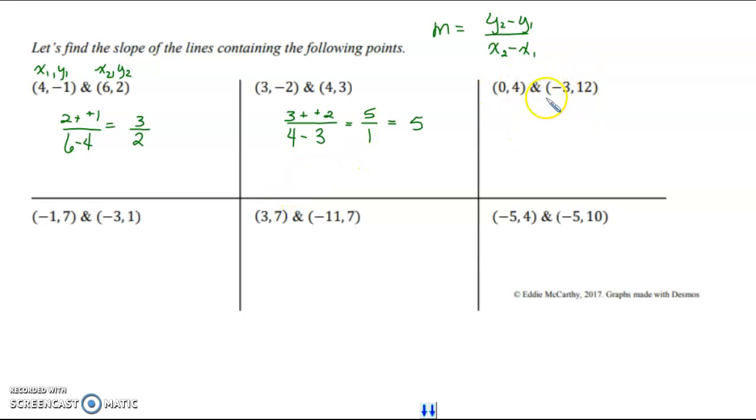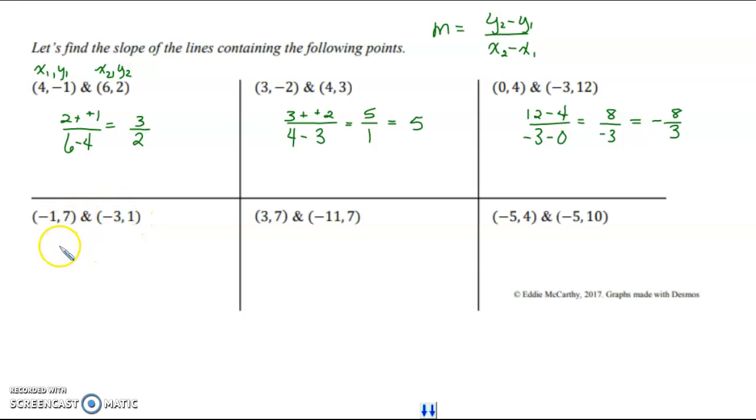We have 0, 4, and negative 3, 12. 12 minus 4 over negative 3 minus 0. We have 12 minus 4 is 8. Negative 3 minus 0, there's no change, it's negative 3. I cannot simplify this. I rewrite it as negative 8/3. Remember, it can stay an improper fraction, but it cannot be a mixed number.